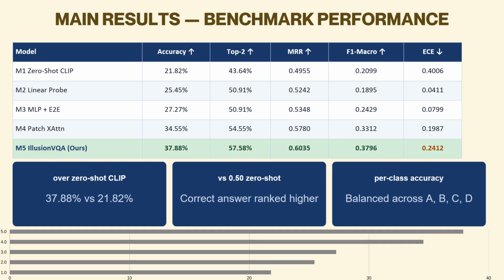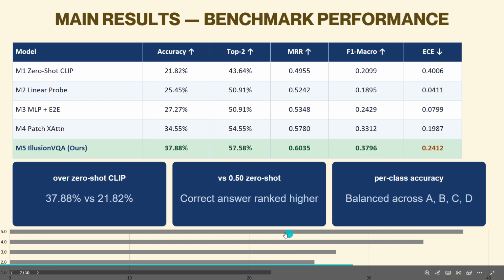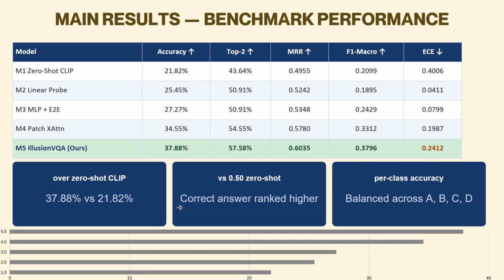So this is our main result. As you can see, our IllusionVQA model is the highest in accuracy, top-2 accuracy, MRR, and also F1 macro. This is the highest score across all 5 metrics and represents a plus 16.1 percentage point improvement over zero-shot CLIP. The improvements are monotonic from M1 to M5, as you can see right here, confirming that each proposed component adds independent value.